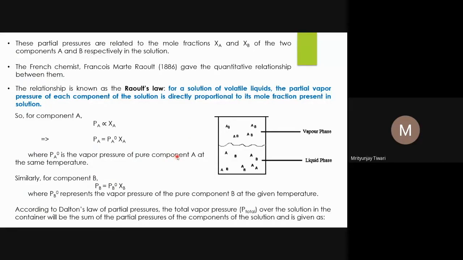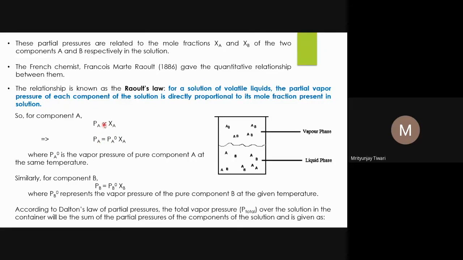Hello, students. Good morning. In our previous class, we studied Raoult's law for binary solutions of volatile liquids, where we looked at the partial pressure of a component. Suppose a binary solution of two volatile liquids A and B. The partial pressure of one of the components, suppose A, in the vapor phase will be proportional to the mole fraction of that component in the solution phase. This is the Raoult's law.